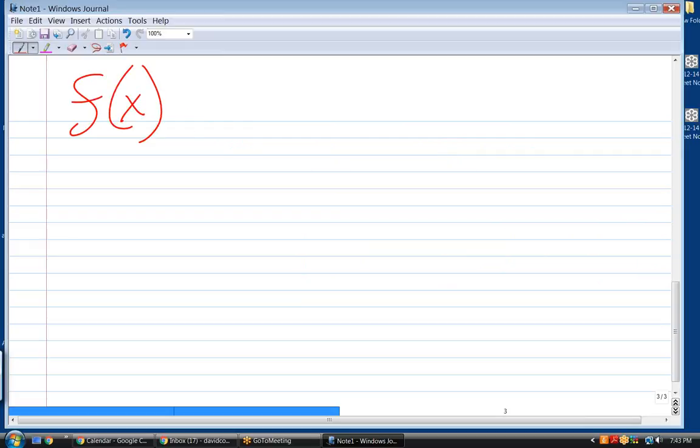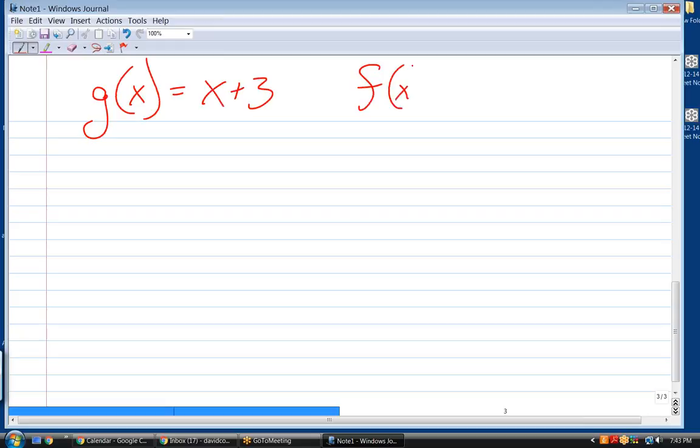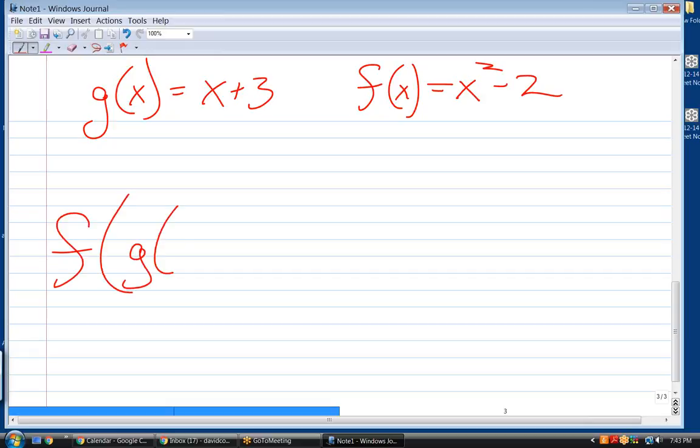Next one. This one's a different kind of problem. If g of x is equal to x plus 3 and f of x is equal to x squared minus 2, find the value of f of g of a plus 2. I think we did this one the other day.